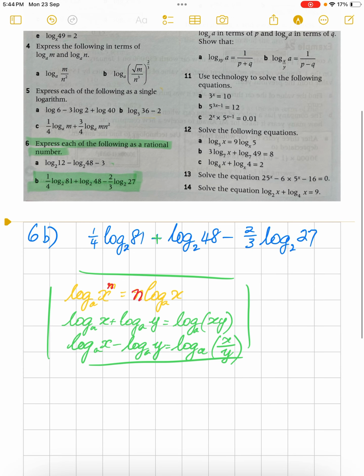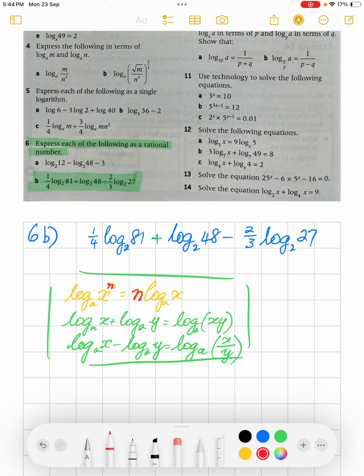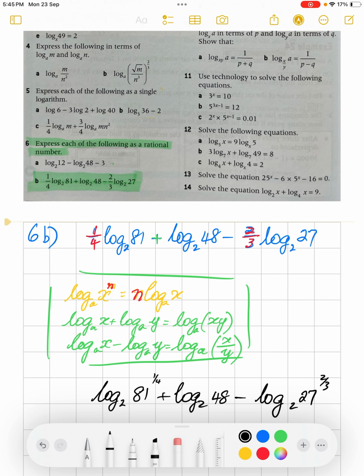So we're going to use these property laws of logarithm. Now let's do that. First of all, I'm going to take that quarter and place it up in the index position of the log of 81. We'll put the quarter there, and we'll just leave that next one alone for now. And then I'm going to take that 2/3 and also place it in the index position of 27, to the 2/3.